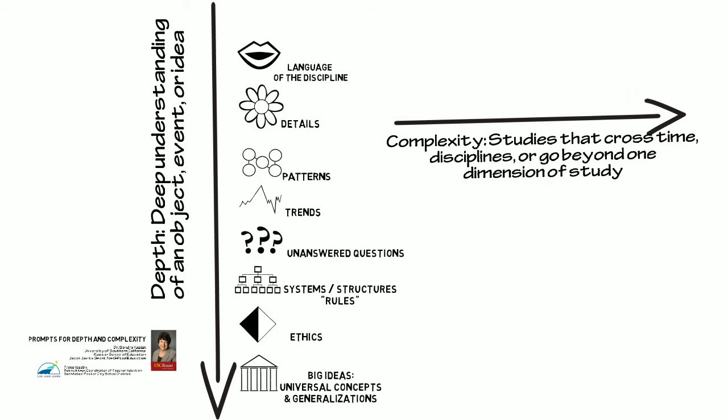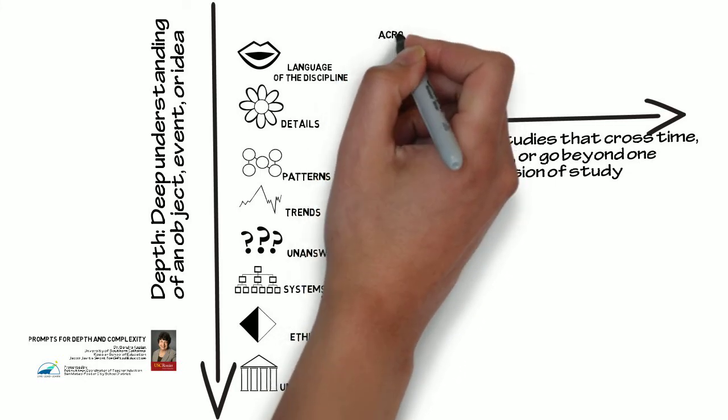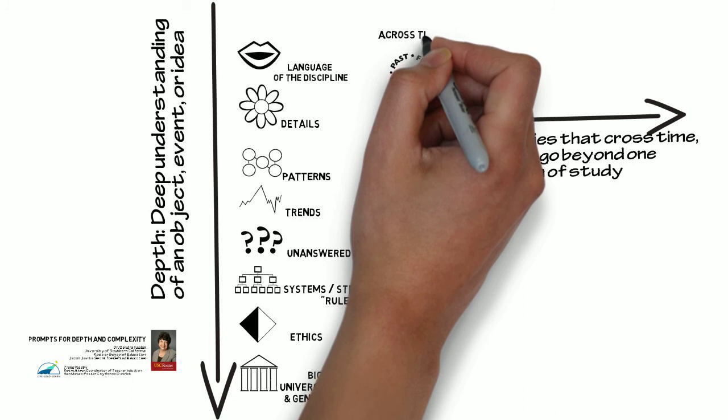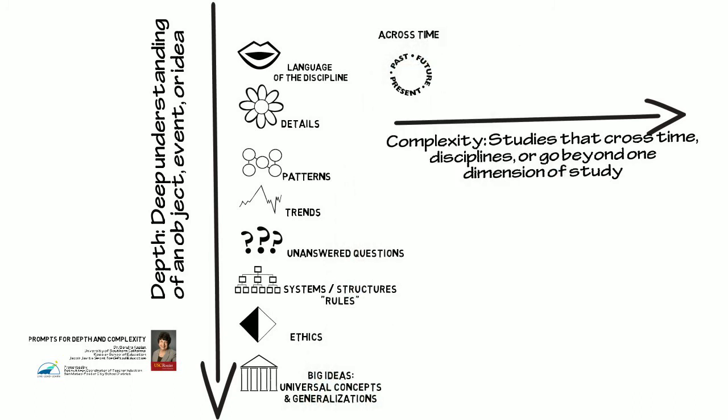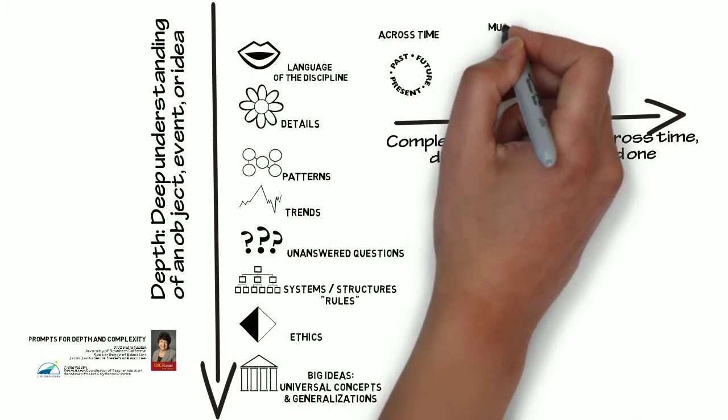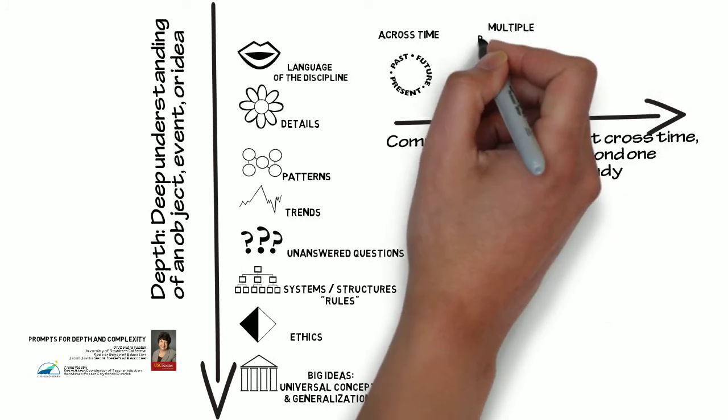Complexity refers to studies that cross time or disciplines and go beyond one dimension of study. Students are asked to explore how ideas relate between past, present, and future, and how time has affected information, and how ideas relate within or across a particular time period or span of time.